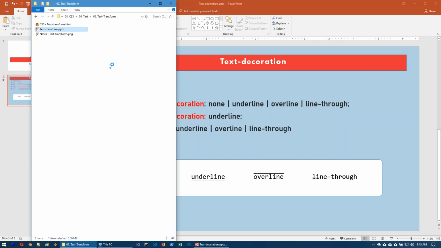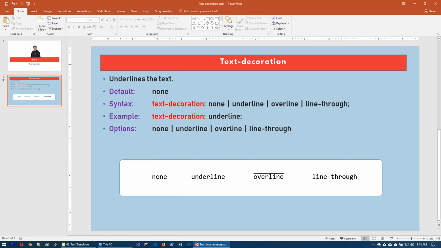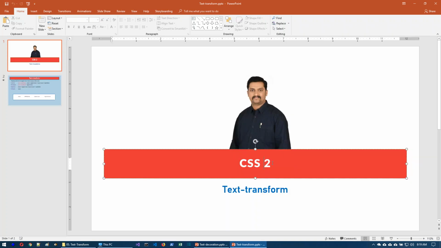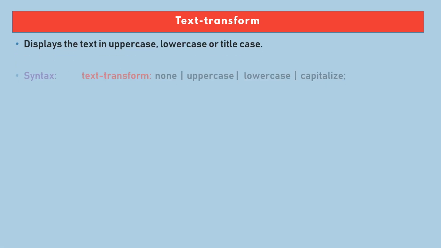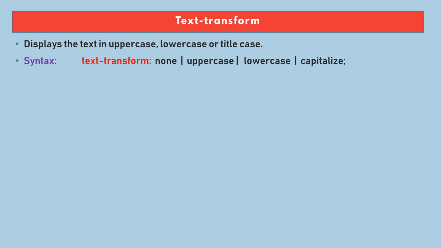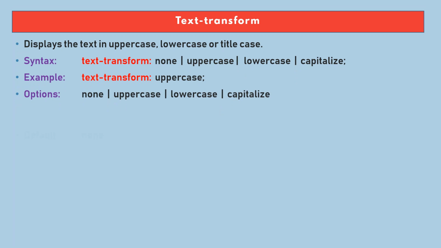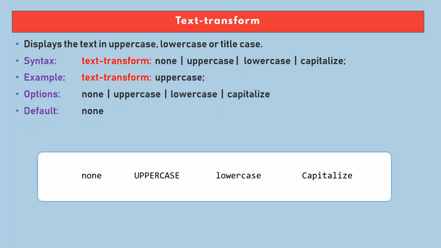Next property, text transform. This property is used to display uppercase, lowercase, or capitalize. Capitalize means first letter capital. Default is none. None means normal. As it is, the text will appear. Uppercase means all the text will be converted into uppercase. Lowercase means all the text will be converted into lowercase. Capitalize means first letter capital.